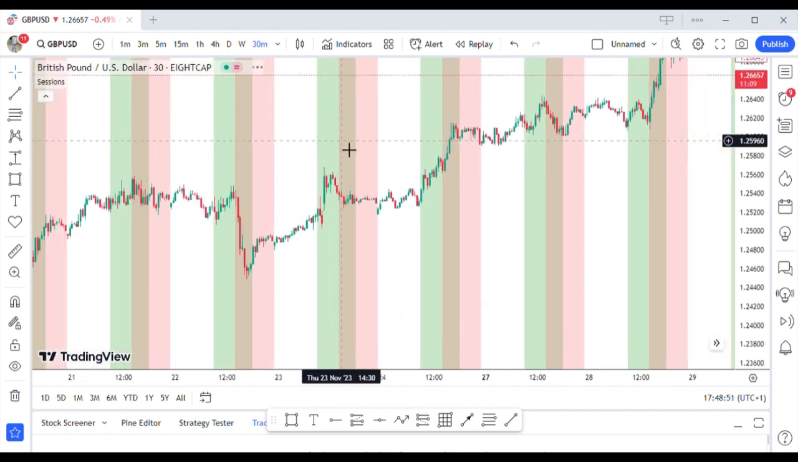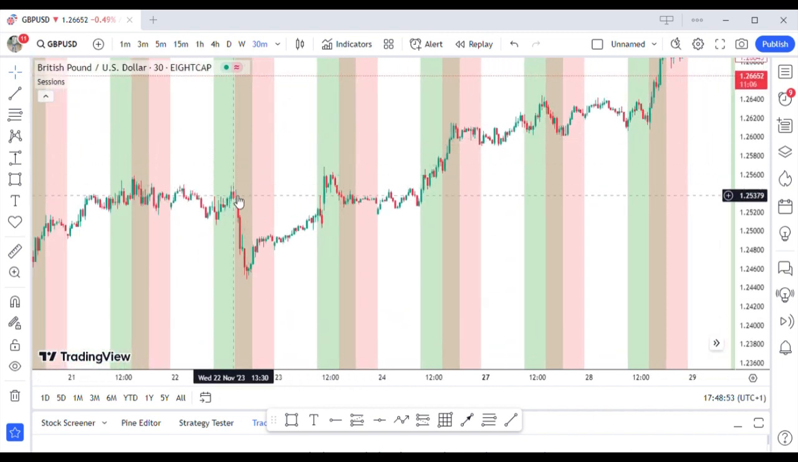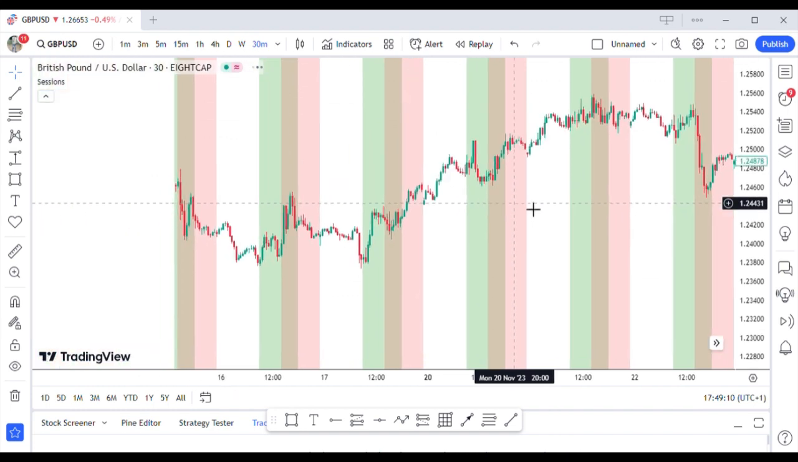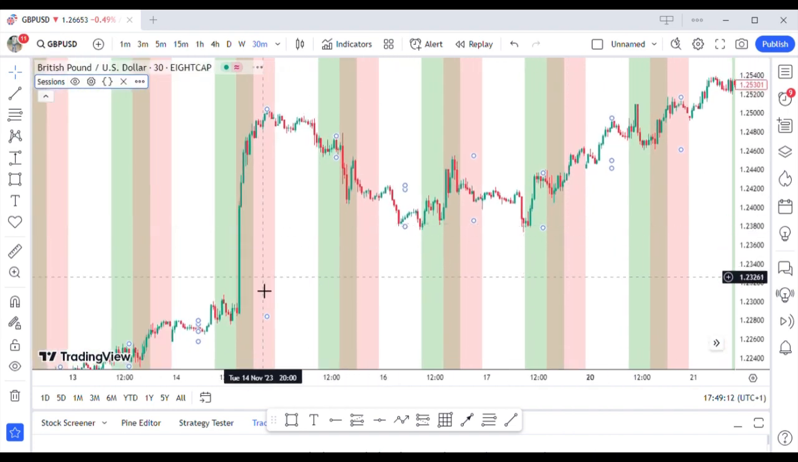And also the best session for you to trade is New York session. I love trading during New York session. I can trade during either London session or New York session, but most of the movement happens during New York session. You can see we have an impulse movement here during New York session. Let me show you some more examples. Can you see this impulse movement also during New York session?